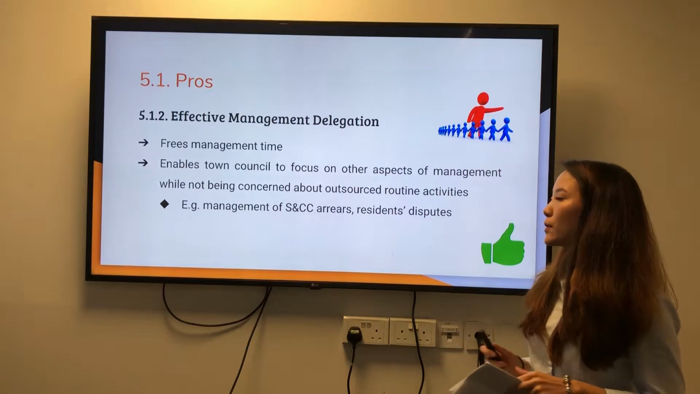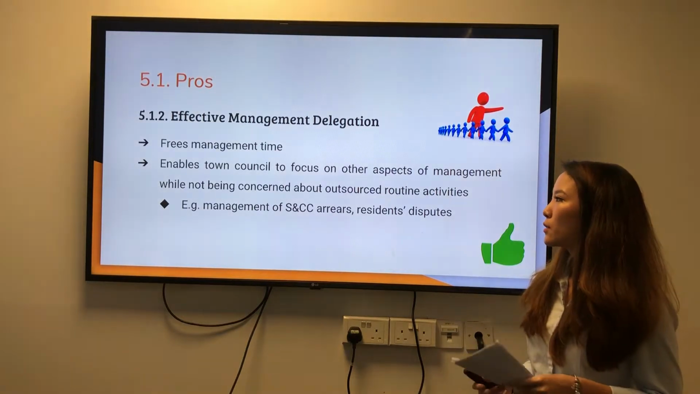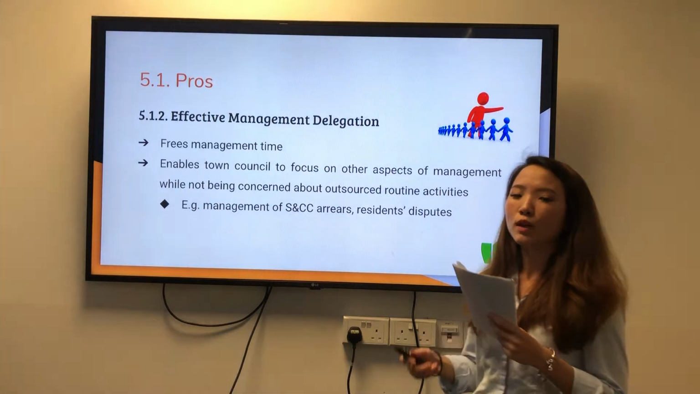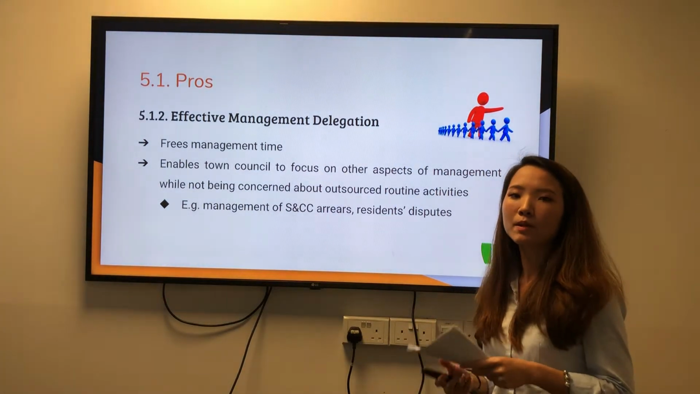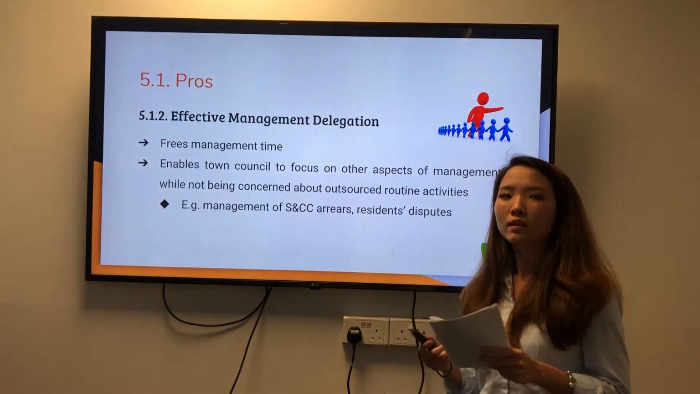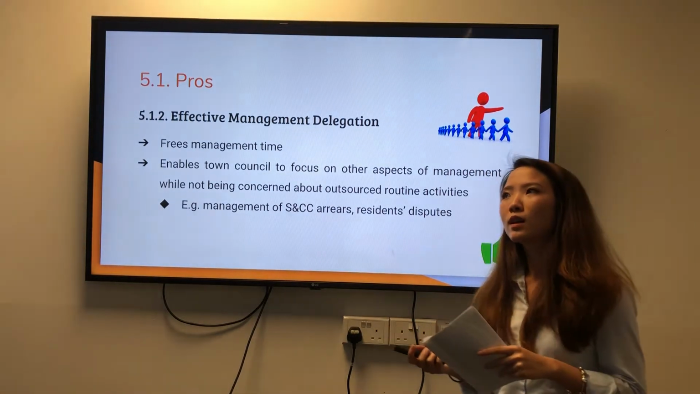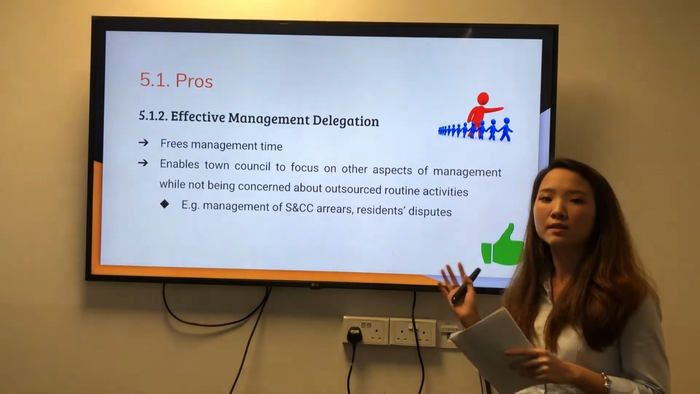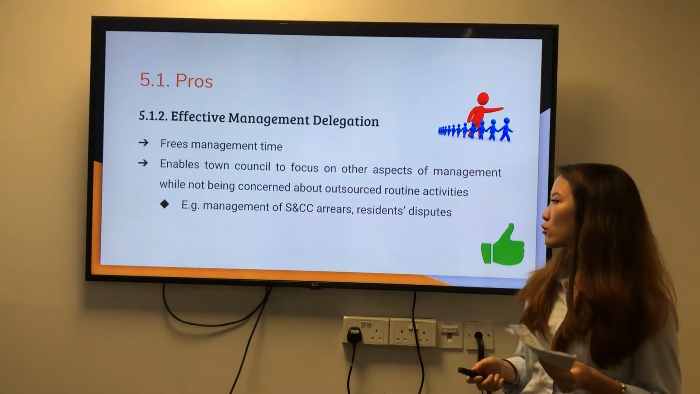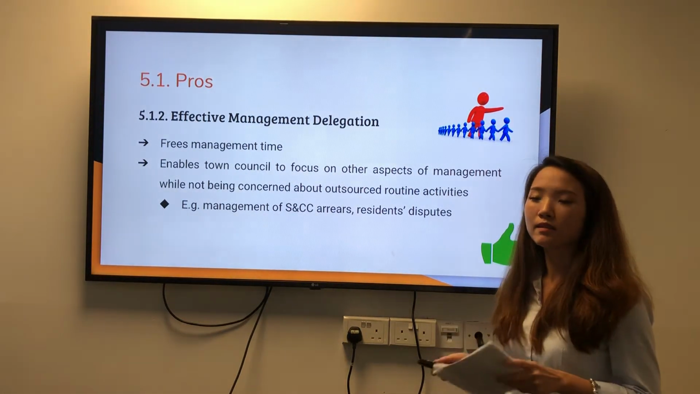So next would be effective management delegation. When works are outsourced to outside vendors, of course the town council staff will have more management time, more time to devote their manpower to other aspects of management, such as dealing with service and conservancy charges arrears, and also maybe other matters like handling residents' disputes.